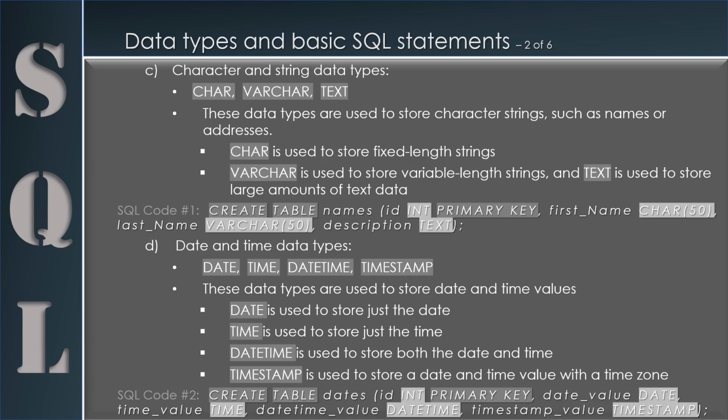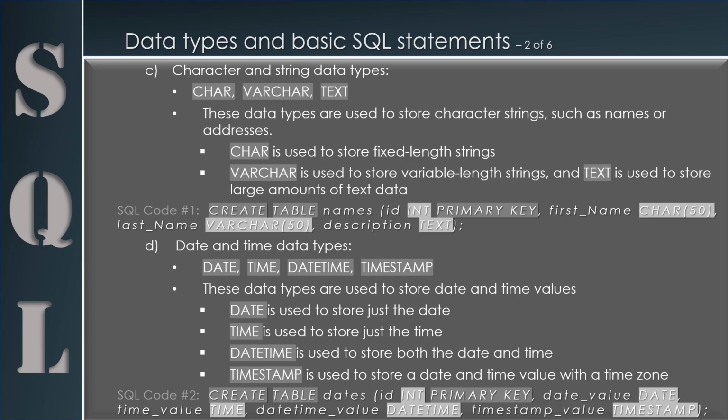Date and time data types are used to store date and time values. There are four main data types used for this: date, time, date time, and timestamp. Date is used to store just the date. Time is used to store just the time. Date time is used to store both the date and time, while timestamp is used to store a date and time value with a time zone.